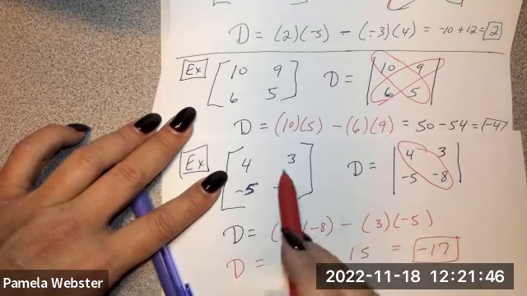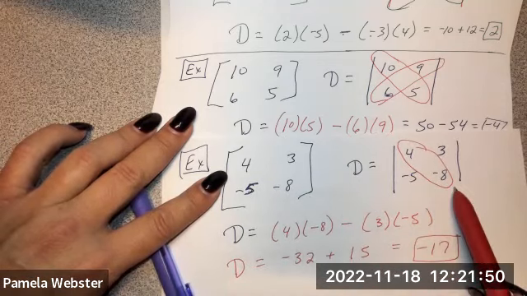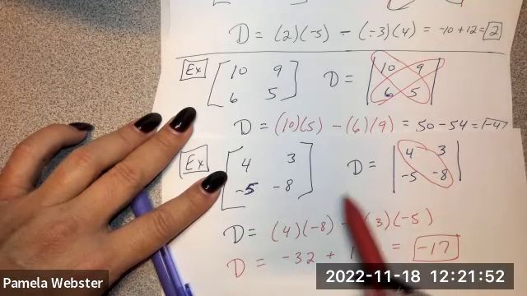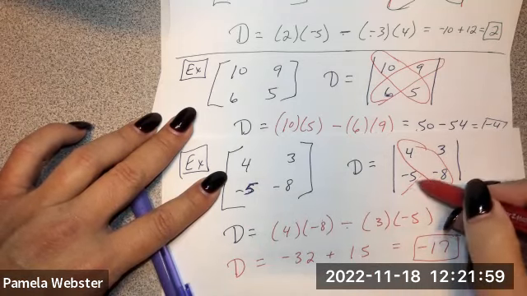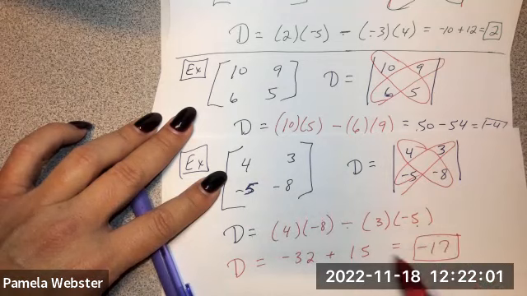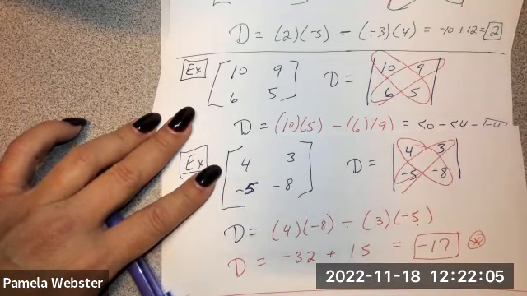All right. We had this guy, 4, 3, -5, -8. We made it into a determinant. Our value is 4 times -8. Minus, because there's a minus in the formula, -5 times 3. Okay. I have a -17. So hopefully that is your answer.